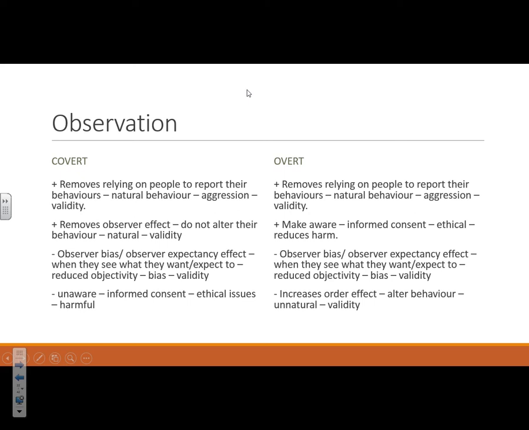Observer bias, observer effect, increases. It says order effect, that's not right. It increases observer effect, apologies, because they're aware that they're being watched. They might alter their behaviour, which makes it very unnatural, therefore lacking validity.